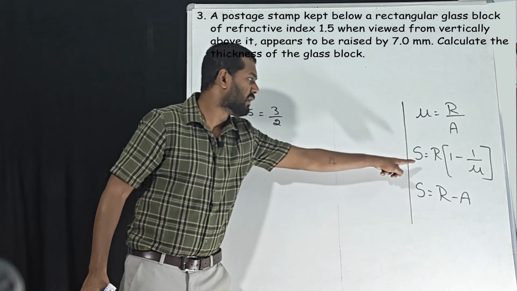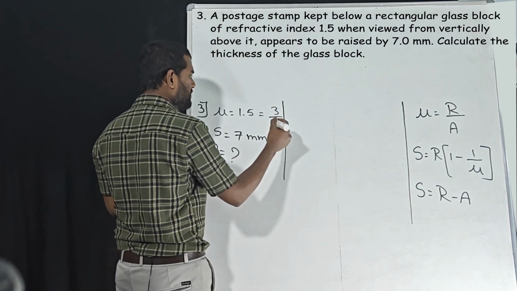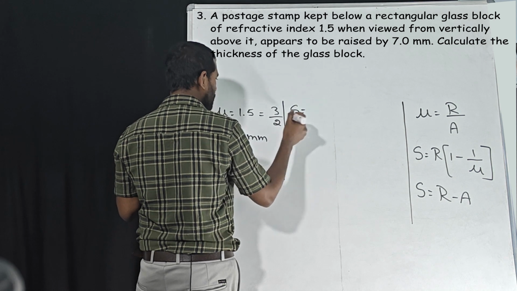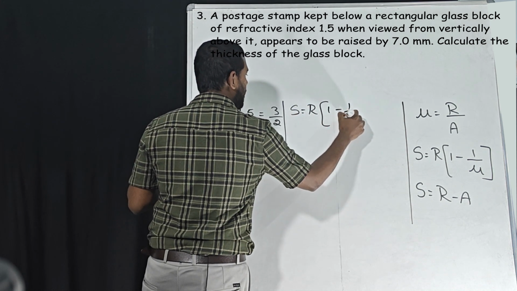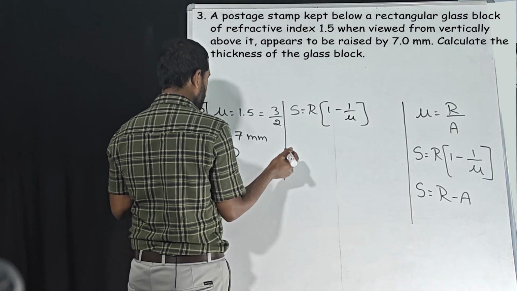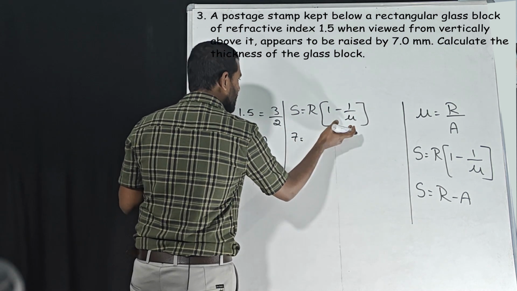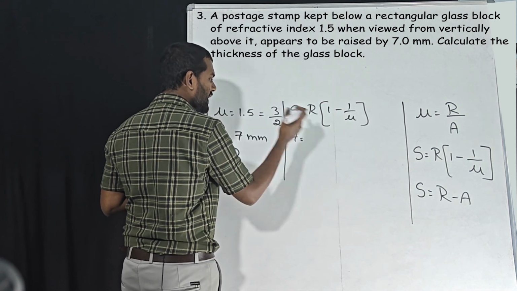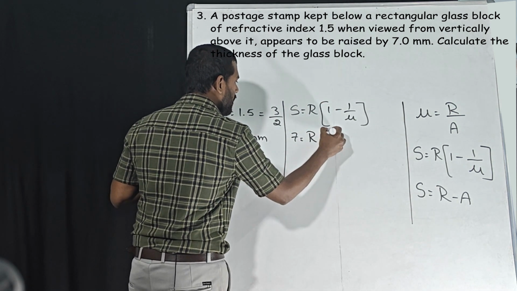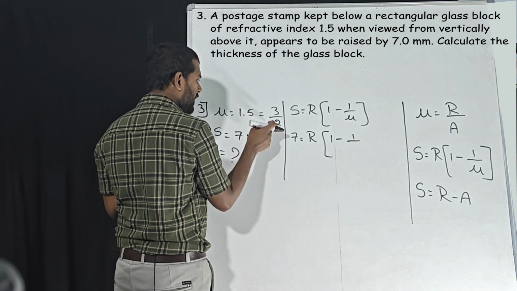Which formula? This formula. We'll first write the formula. S is equal to R into (1 minus 1 by mu). So what is S? 7. R we have to find. First we'll make sure we make mu a fraction, and then we'll send it to that side. R into (1 minus 1 by mu), where mu is 3 by 2.